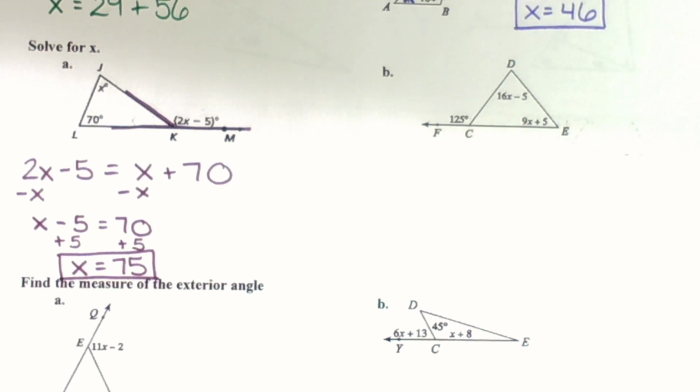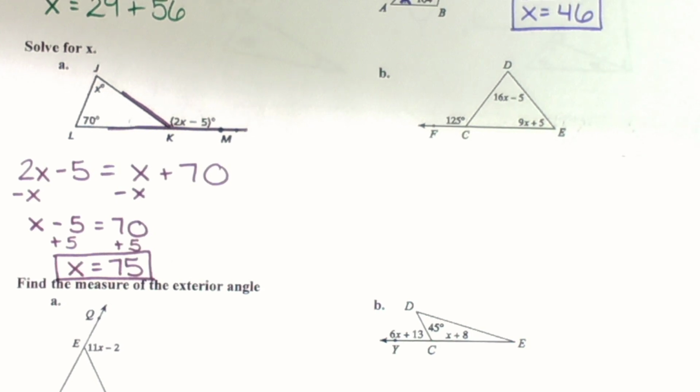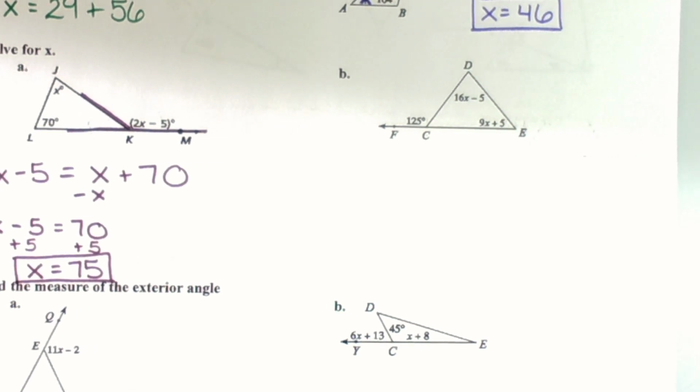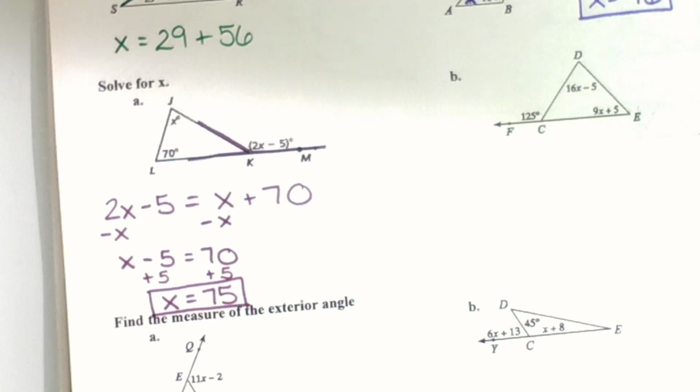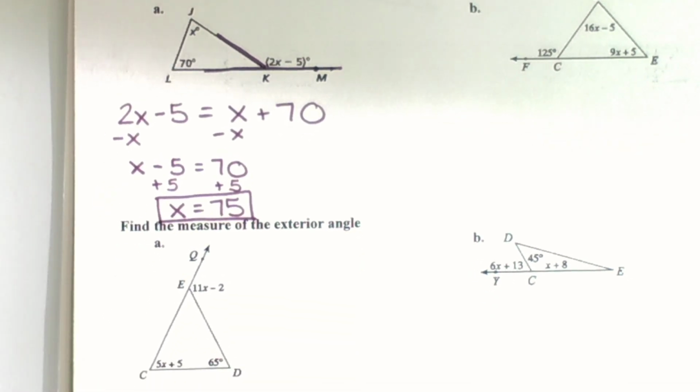Skylar, can you shut the front door? Okay. B. Exterior angle. Can you scoot over a little bit? This way. Yeah. You're so silly.